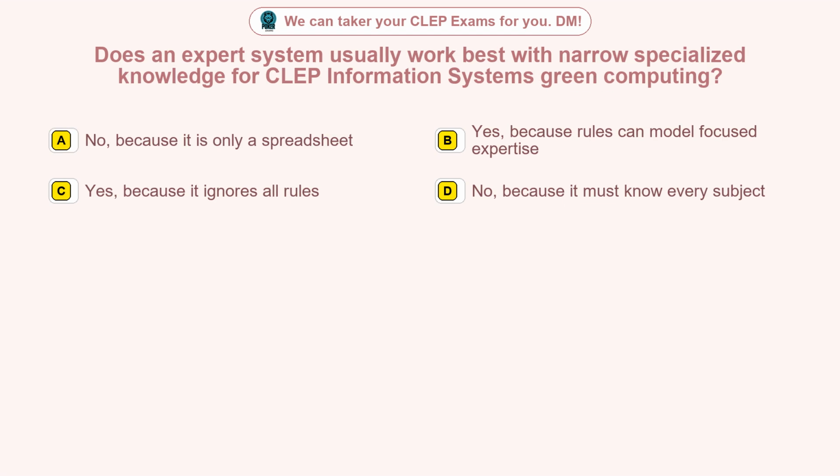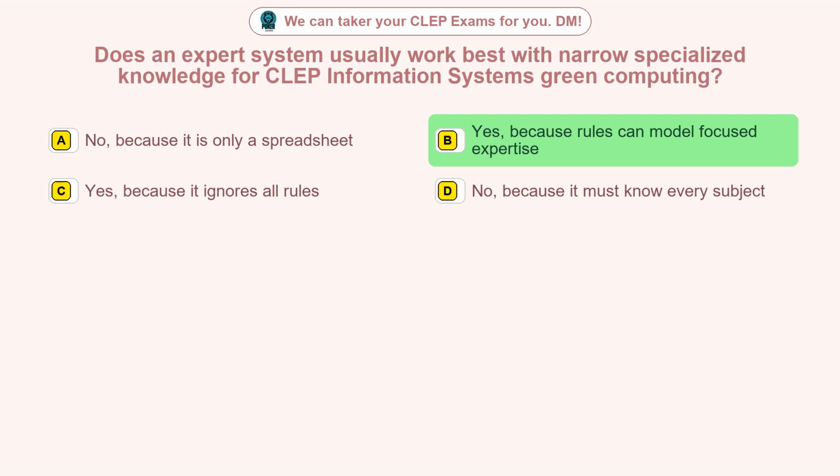Question 11. Does an expert system usually work best with narrow specialized knowledge for CLEP Information Systems green computing? Option A. No, because it is only a spreadsheet. Option B. Yes, because rules can model focused expertise. Option C. Yes, because it ignores all rules. Option D. No, because it must know every subject. The correct answer is option B.